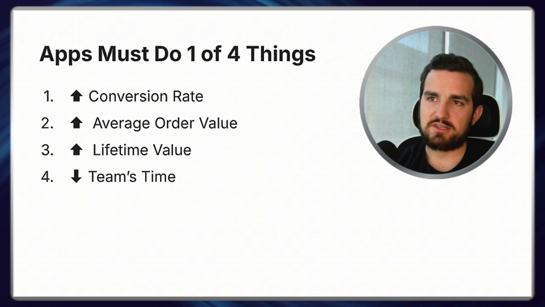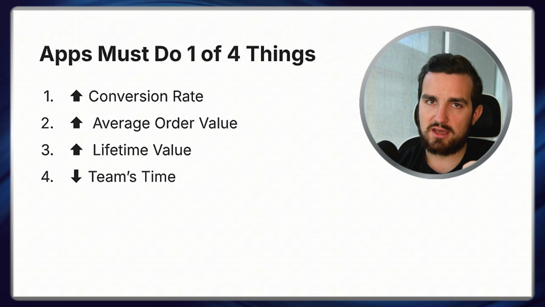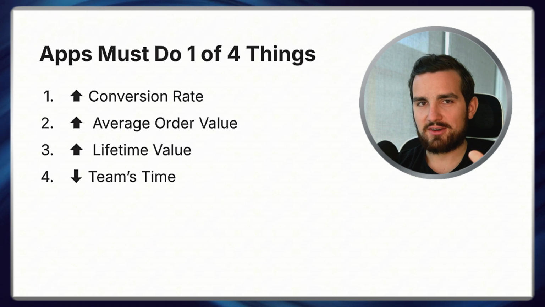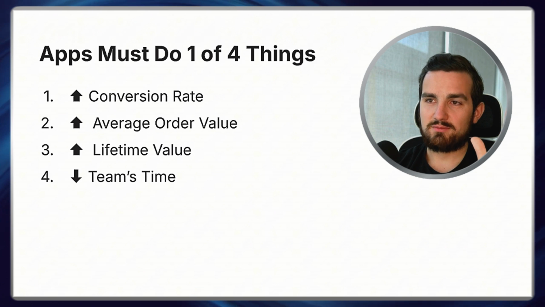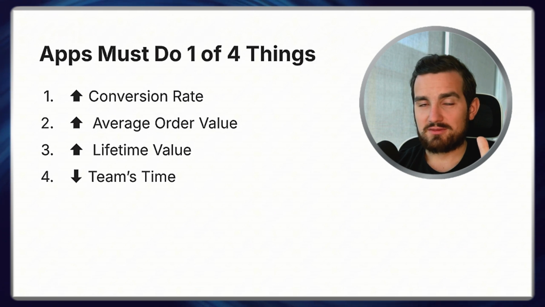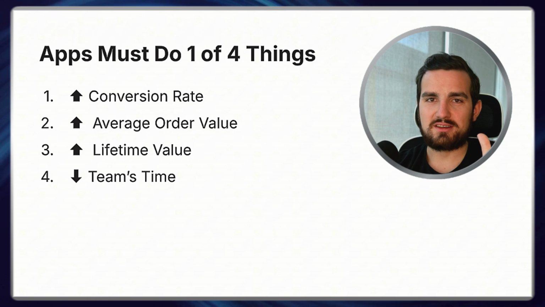The goal of our apps is 4 main things. It should either A, increase our conversion rate, B, our average order value, 3, it should increase our lifetime value. I know I switched from letters to numbers there, but dyslexia is fun. Not dyslexic, but as far as I know. Or 4, decrease our team's time.